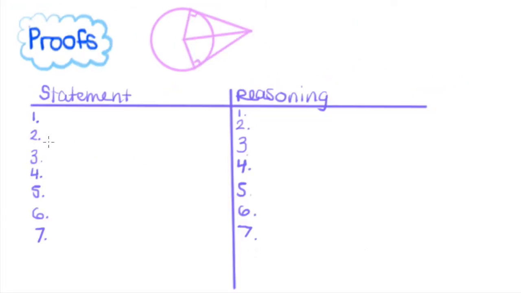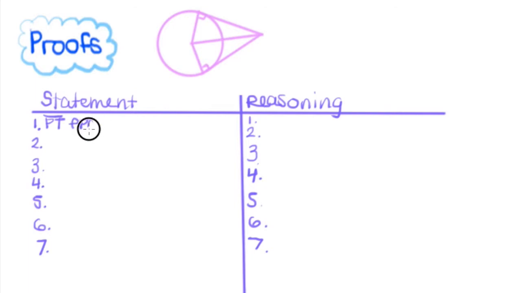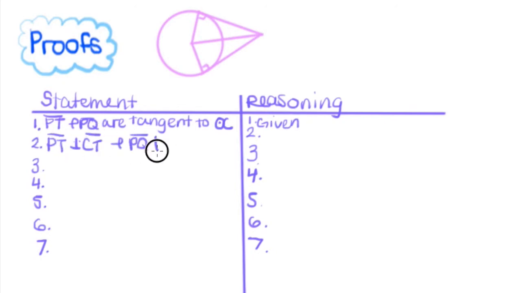Alright, so now let's prove 7.7. The given: PT and PQ are tangent segments to a circle C, and we're trying to prove that PT is congruent to PQ, or that the two tangents are congruent. So PT and PQ are tangent segments to circle C, which is given. PT is perpendicular to CT and PQ is perpendicular to CQ because a tangent to a circle is perpendicular to the radius drawn to the point of tangency.